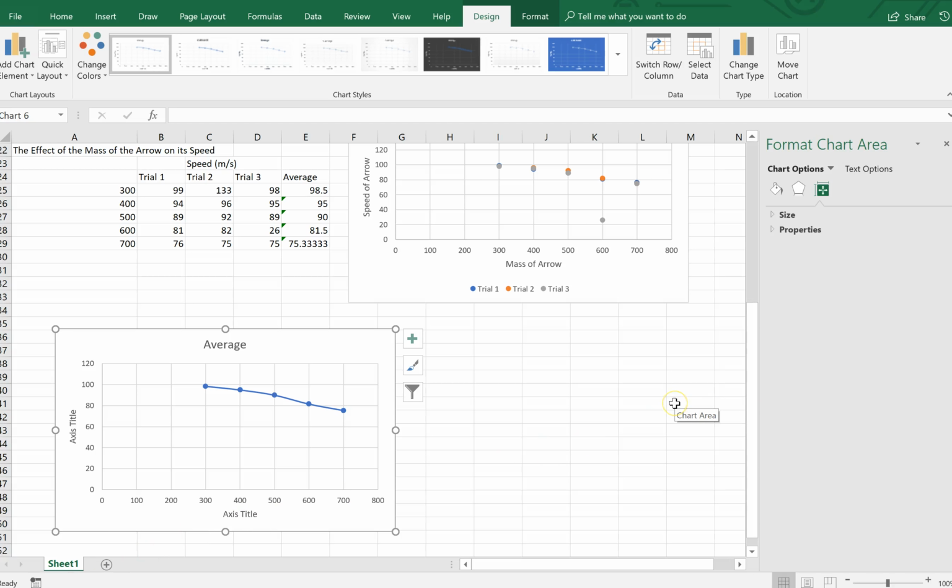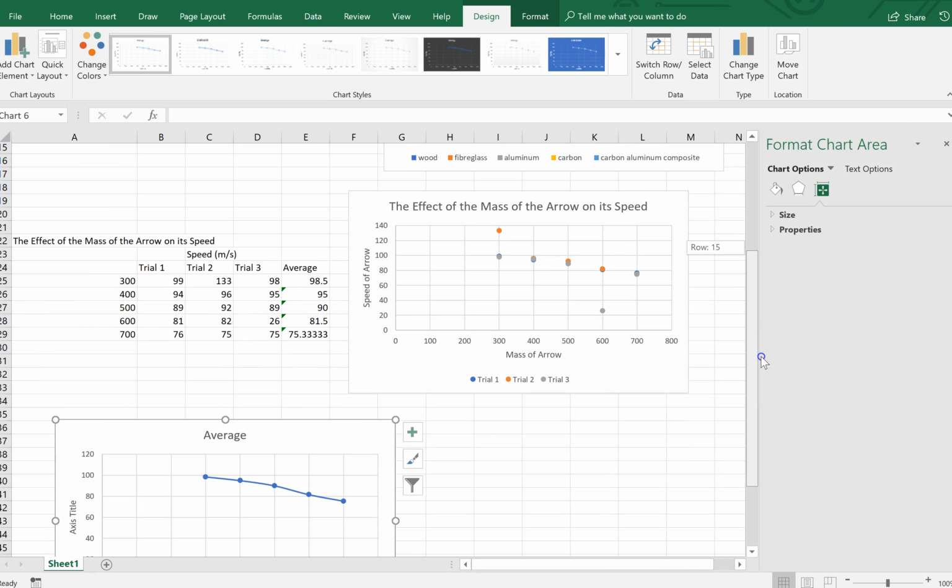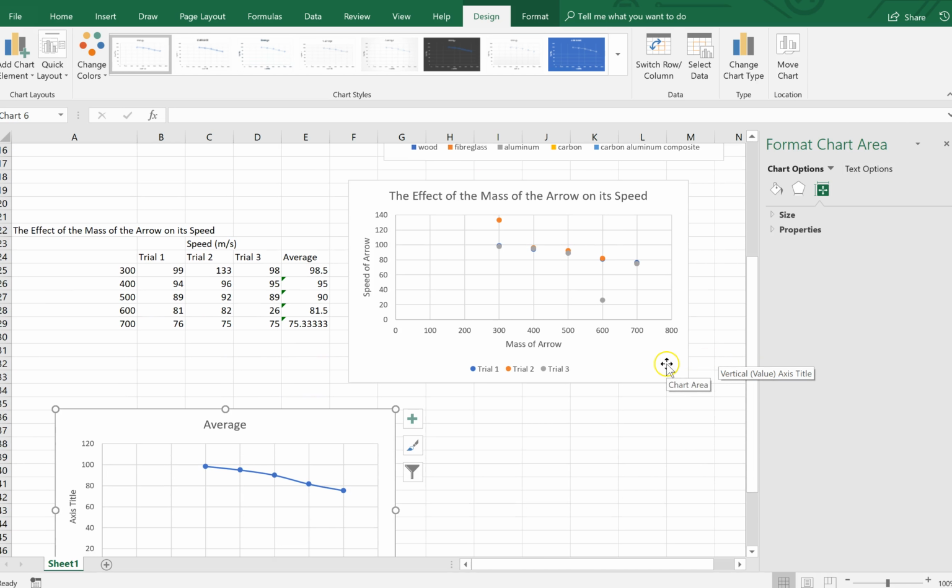Okay, so where we left off in the last lesson, we looked at creating a bar graph and using averages to create a very specific type of bar graph in order to compare qualitative data sets. So in this case, the shaft material affecting the speed of an arrow. We use different materials. That's a qualitative change. And then down below, we looked at another experiment that we did looking at the effect of the mass of the arrow on the arrow's speed.